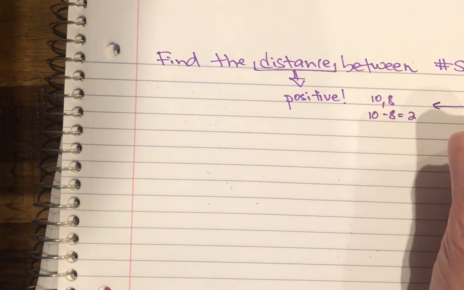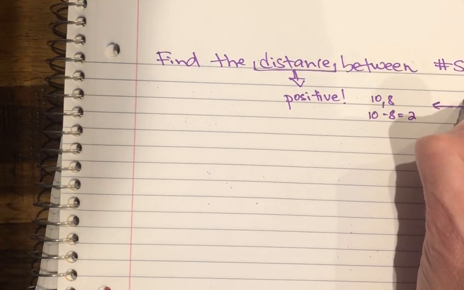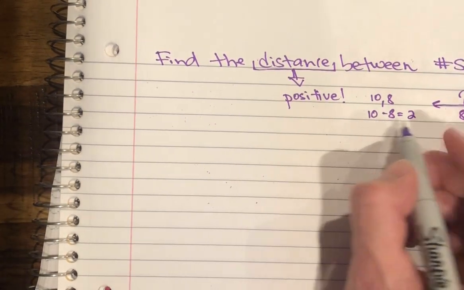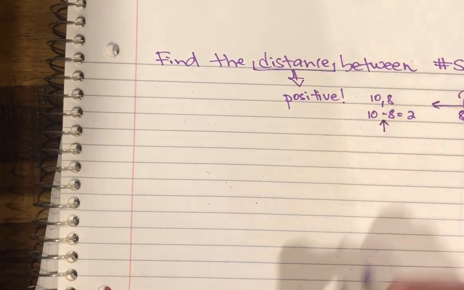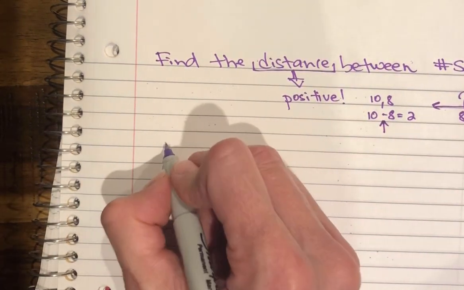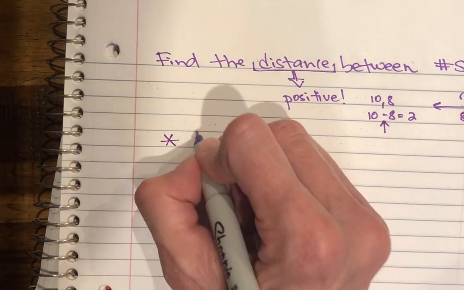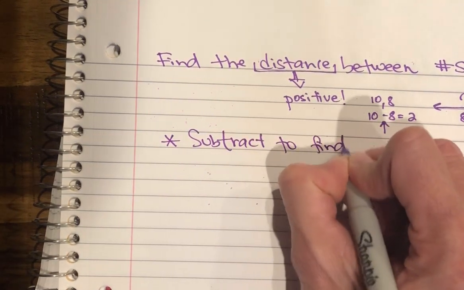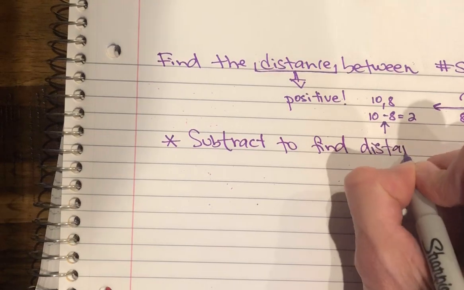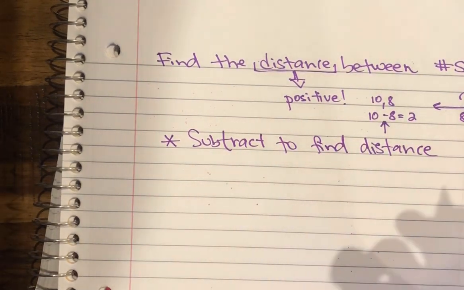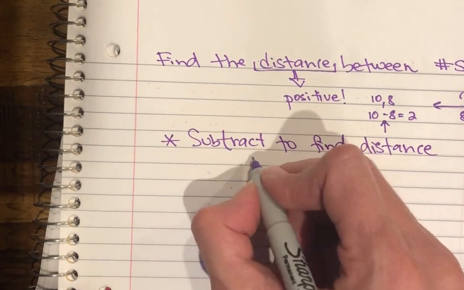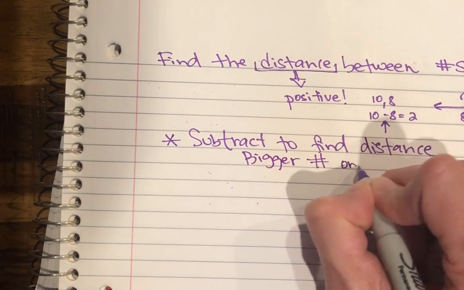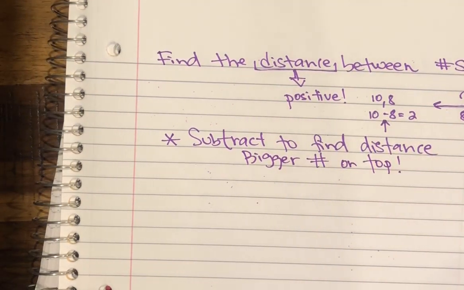On a number line, it would look something like this. Here's 10, here's 9, here's 8. They're 2 spaces apart. Again, subtraction will tell us how far apart those numbers are. So why don't we jot that into our notes? Subtract to find the distance. Anytime we subtract, whether it's whole numbers, fractions, decimals, you need to make sure you place that bigger number on top, or put that bigger number first.